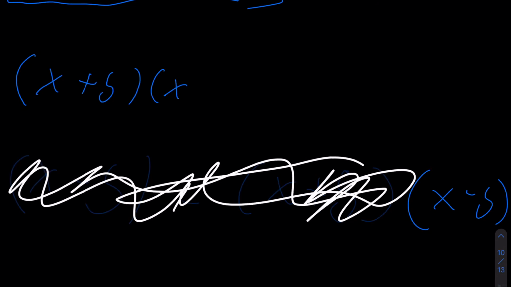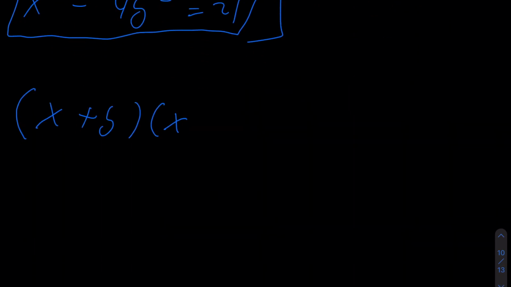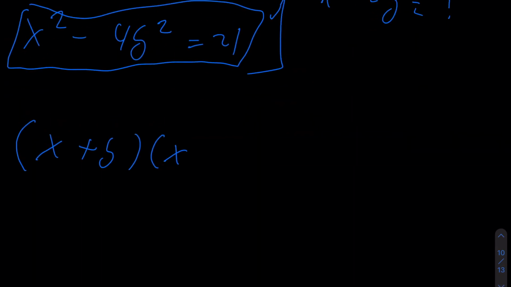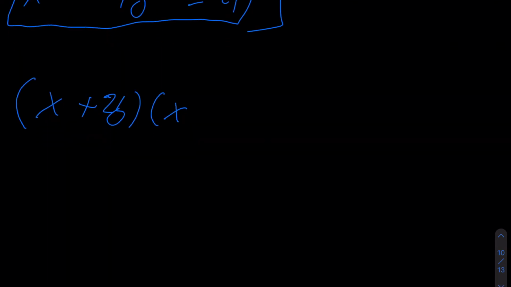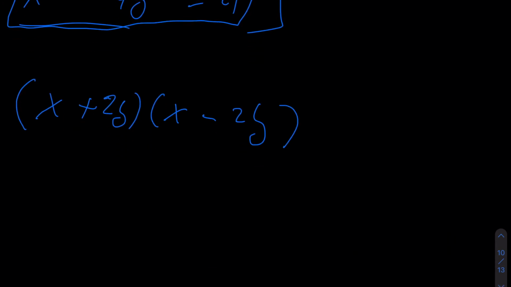So anyways, let's simplify that equation. This is 4y squared, so that's what we're going to put here. It's going to be x plus 2y, right? And then we have x minus 2y on the other side, right? Because if you just multiply those two brackets together, you're going to get this number. Minus 2y is equal to 21.